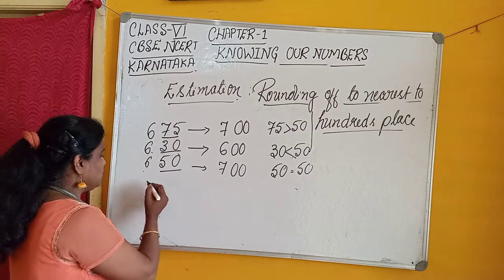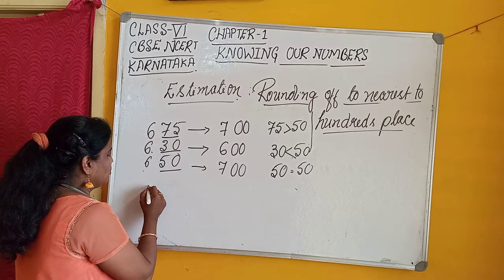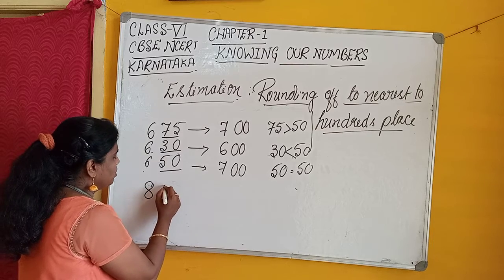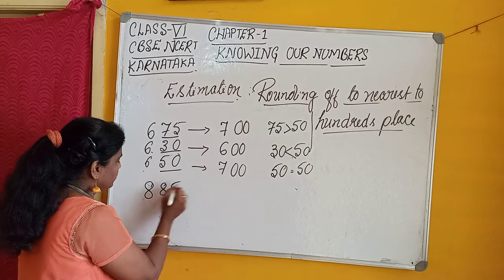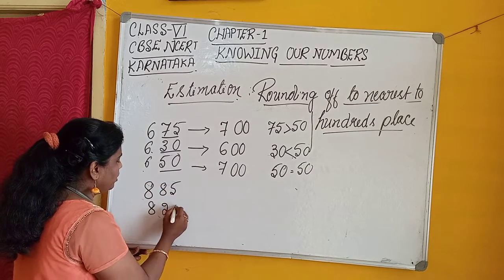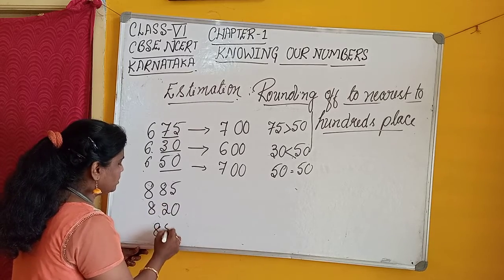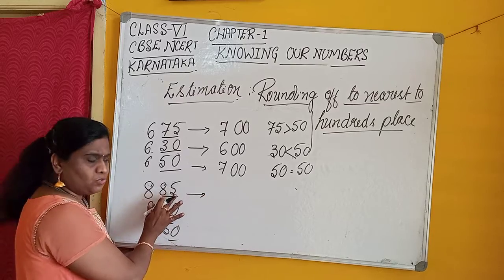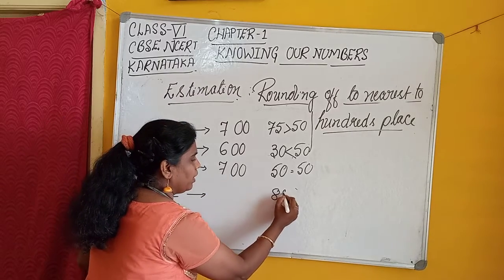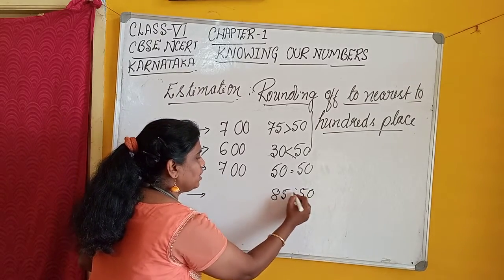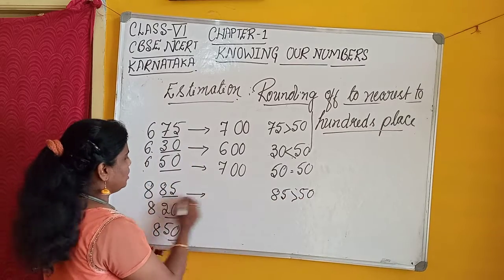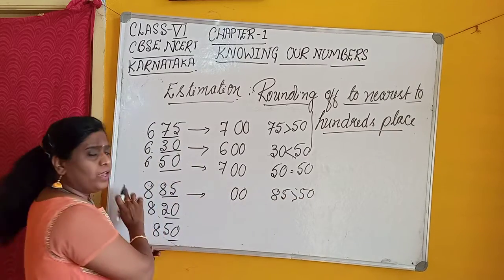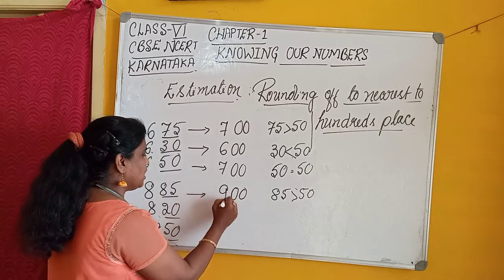Let's take one more example, that is 885, 820, 850. You have to tell now. Here we have to compare these two digits to 50, 85 and 50. 85 is greater than 50. Therefore, these two digits will become 0 and 8 is increased by 1, that is 900.